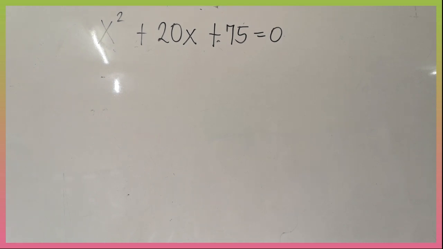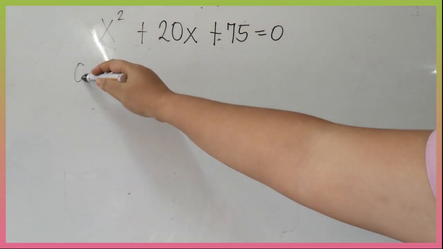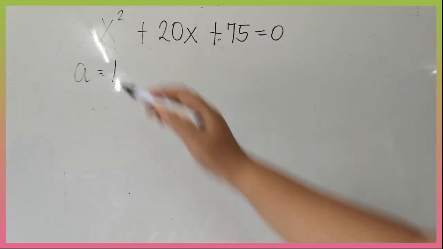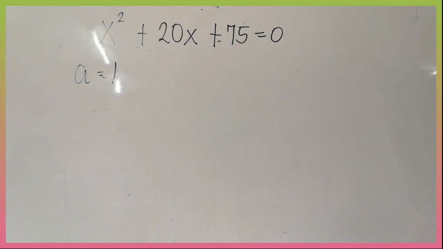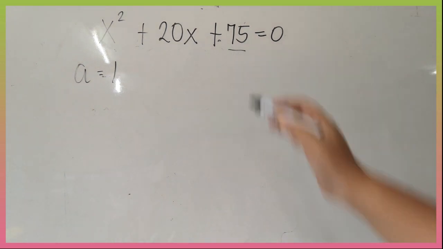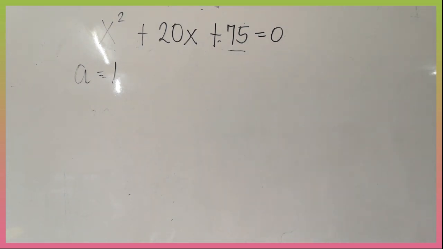The first step in completing the square is to identify first what is the value of our a. The value of our a is 1. A is equal to 1. If the value of your a is 1, we will proceed to our next step, which is we need to put our constant on the right side of the equation using the addition property.